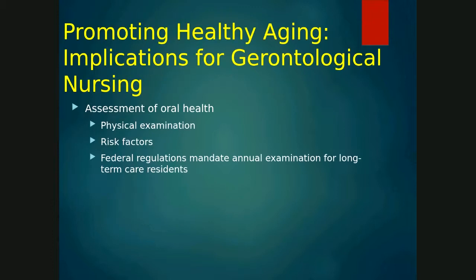So you want to do a good physical exam on your patient, and as part of the exam, you want to assess their oral cavity, not only for things like lesions that could be cancerous, but just for part of their hygiene, and to make sure, as far as aspiration risk, that there aren't pockets of food in the mouth that need to be cleaned out. You want to be aware of their risk factors like smoking, and federal regulations actually mandate annual examination for long-term care residents.